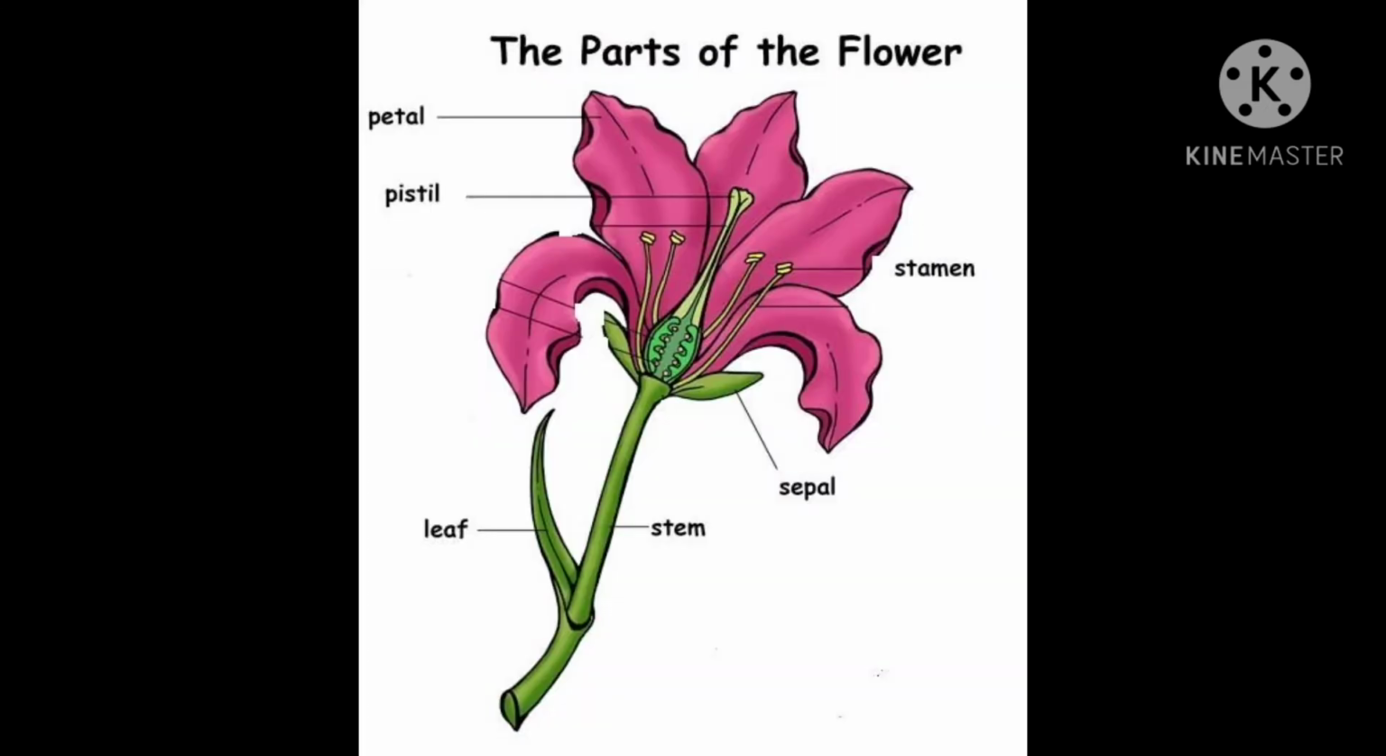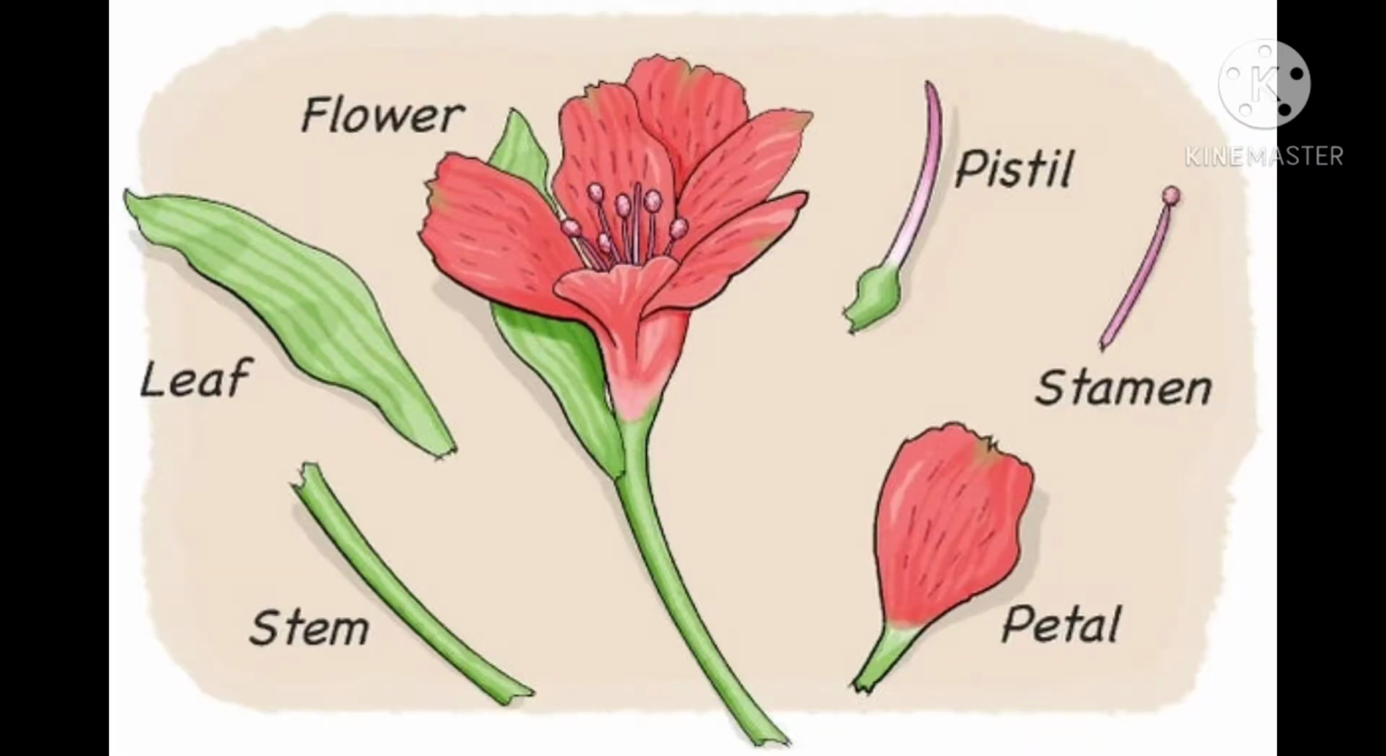Parts of flowers. Kids, the main parts of a flower are sepals, petals, stamen, and carpel. Sepals. The green leaf-like structures at the base of a flower are called sepals. They protect the flower in the bud condition.